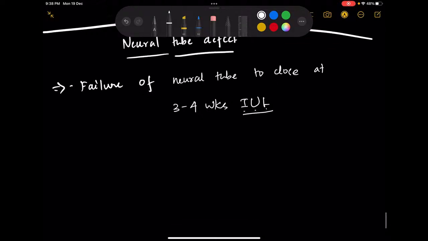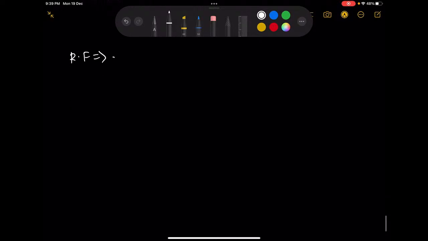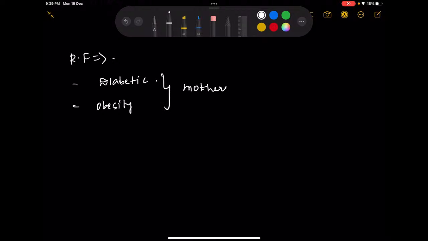So what are the risk factors? The risk factors associated with neural tube defect are: first one is diabetes, so diabetic mothers, and next is obesity in mothers, which leads to neural tube defects in the fetus.